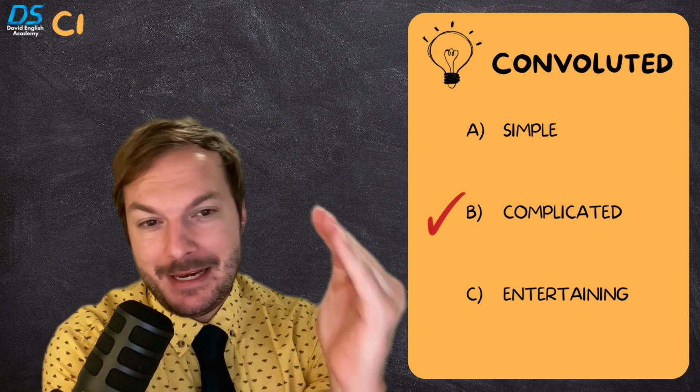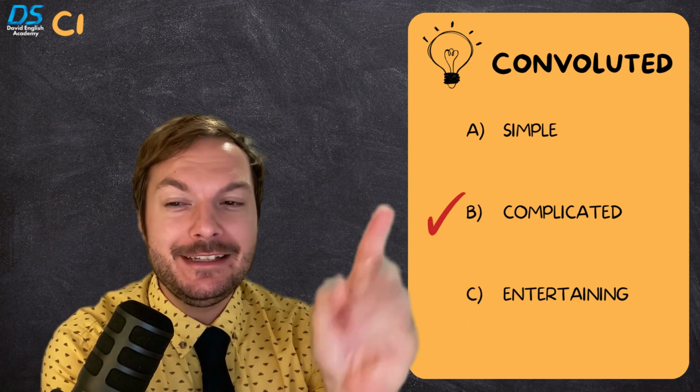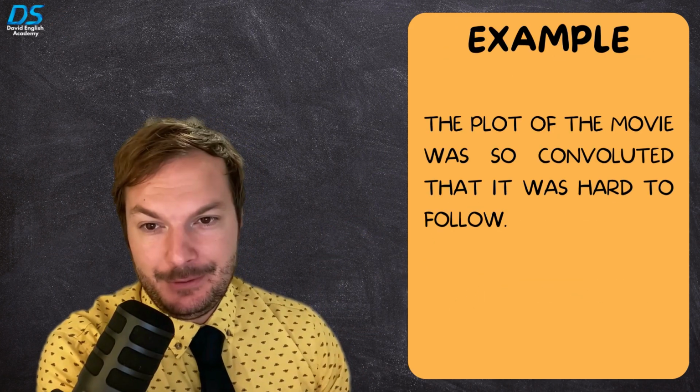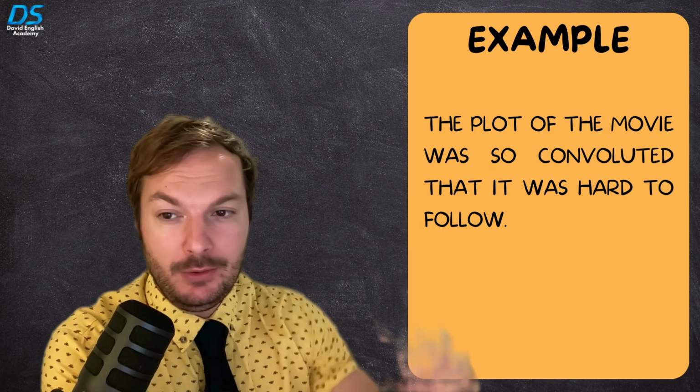The answer is B. Convoluted means complicated or overly complex. Example, the plot of the movie was so convoluted that it was hard to follow.